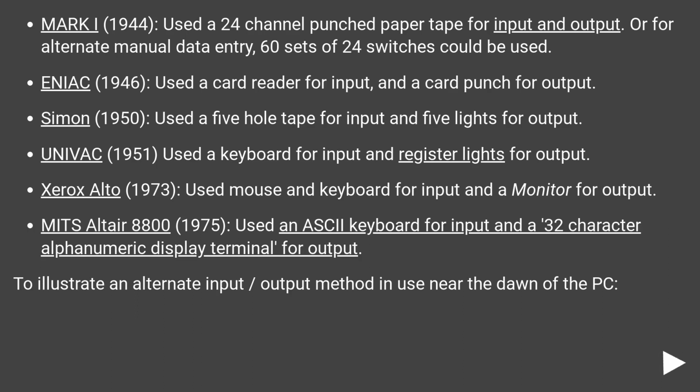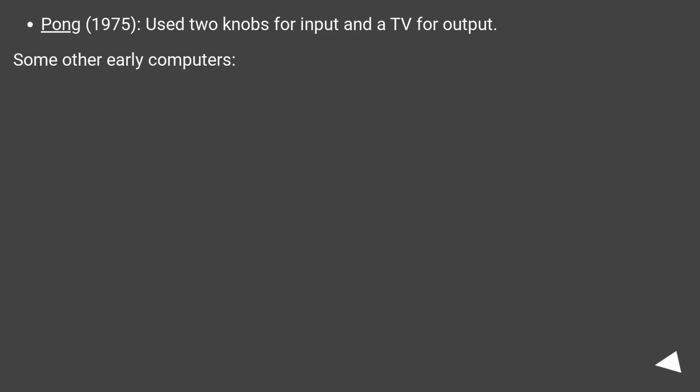Xerox Alto, 1973, used mouse and keyboard for input and a monitor for output. MITS Altair 8800, 1975, used an ASCII keyboard for input and a 32-character alphanumeric display terminal for output. To illustrate an alternate input-output method in use near the dawn of the PC: Pong, 1975, used 2 knobs for input and a TV for output.